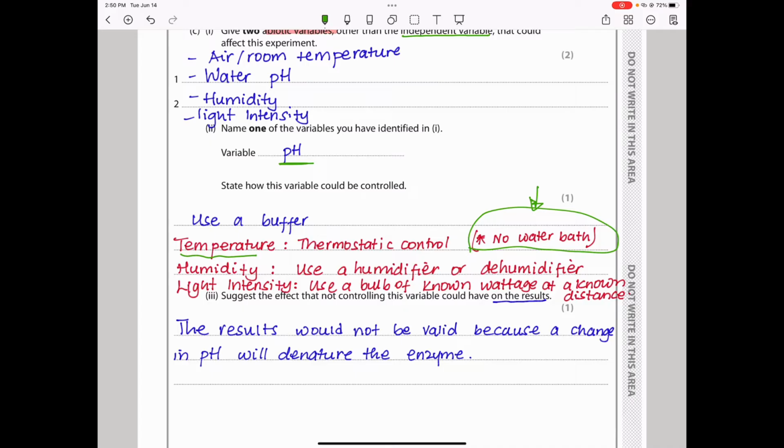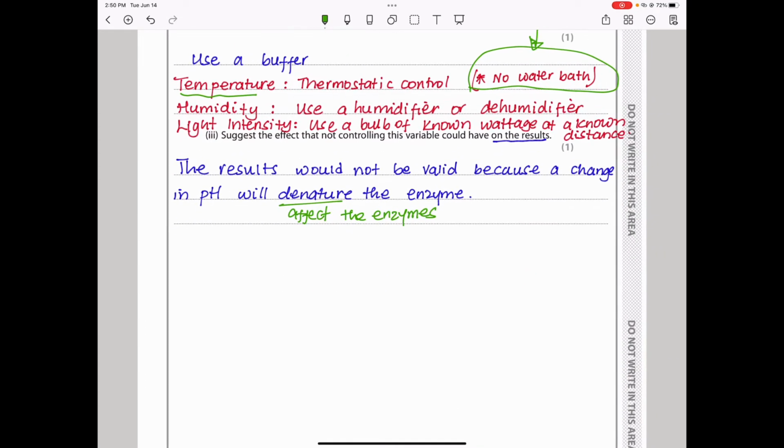Next, if you said humidity, we can use a humidifier or a dehumidifier. And for light intensity, of course, you have to use a bulb at a specific distance in order to control light. The next part says, suggest the effect that not controlling this variable would have on the results. Of course, the results will not be valid because in this case, change in pH would affect the enzymes that are potentially participating in the breaking of the membrane, and therefore the membrane may not break efficiently, or it may not even form efficiently. So that could affect the experiment.